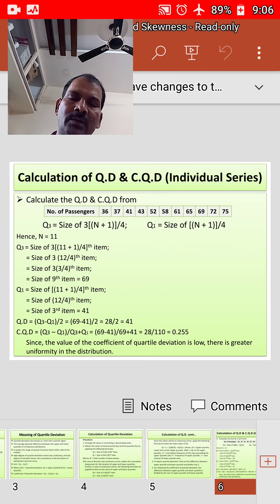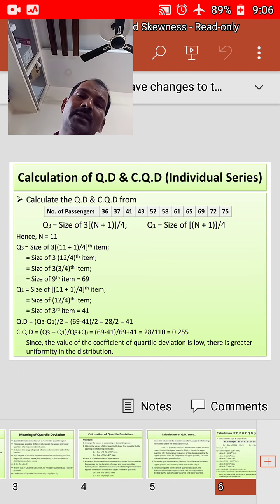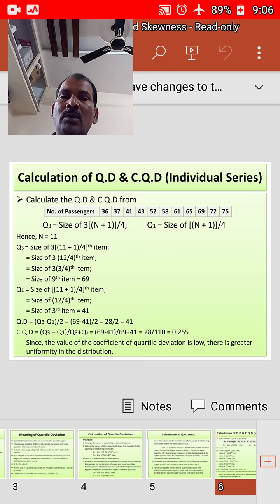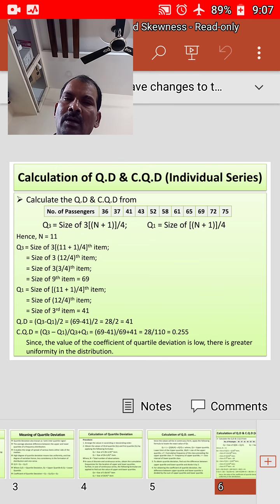Since the value of the coefficient of quartile deviation is low, that is below 50%, there is a greater uniformity in the distribution. If it is near 50%, we will say that it is neutral. Above 50%, we conclude that there is less uniformity. Below 50%, here nearly 25%, hence more uniformity is found. We conclude that more uniformity is found in the given distribution.